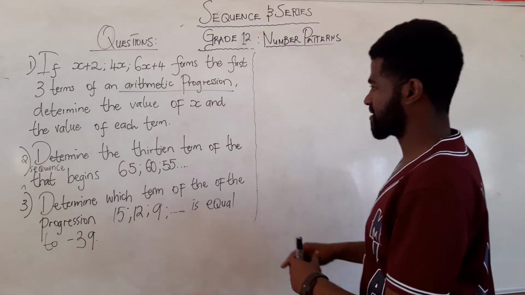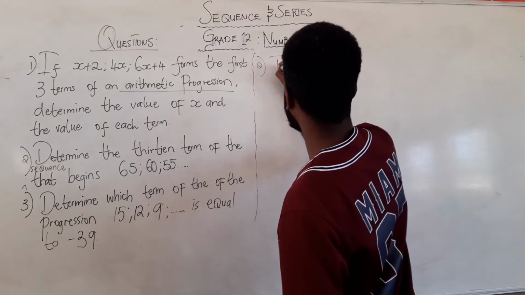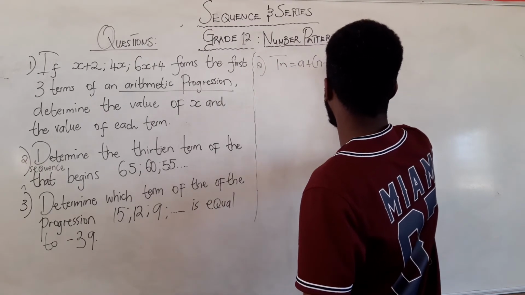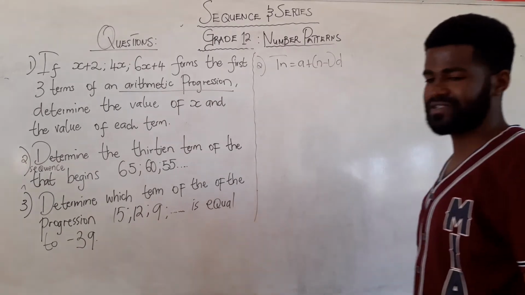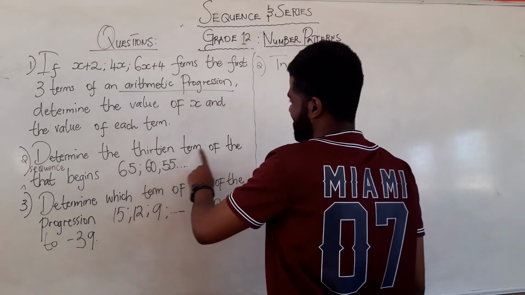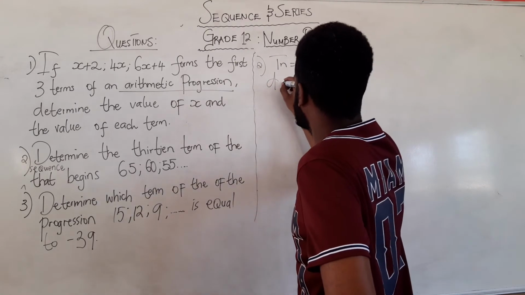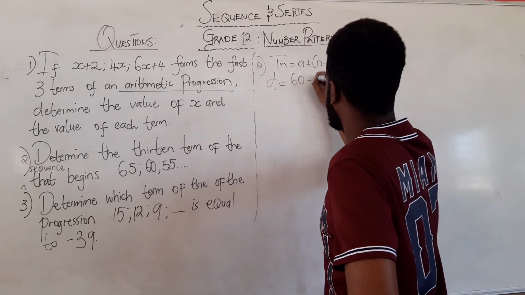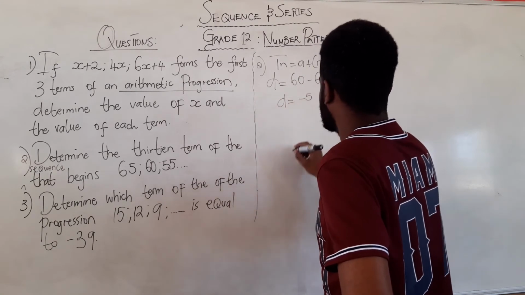Now let us do our second question. Because this is an arithmetic sequence, we're going to say Tn is equal to a plus n minus 1 into d. Our a is equal to 65, which is our first term. n is equal to 13. This is the 13th term. Let us calculate our difference. d is equal to term 2 minus term 1, which is 60 minus 65. Therefore, our difference is negative 5.